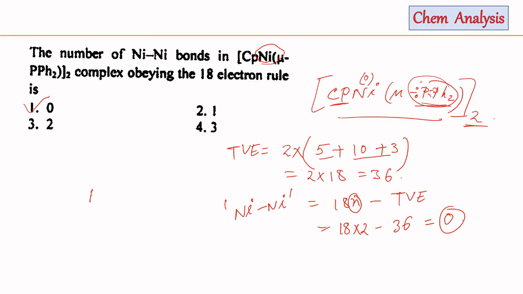If you draw the structure, it will look like this: here will be a Cp ligand, here will be a Cp ligand, and the PPh2 ligands will form a bridge like this. If it donates 1 electron to this nickel center, it will donate 2 electrons to that nickel center. Similarly, the other phosphorus atom will donate 1 electron to this nickel center and 2 electrons to the other nickel center. Okay.